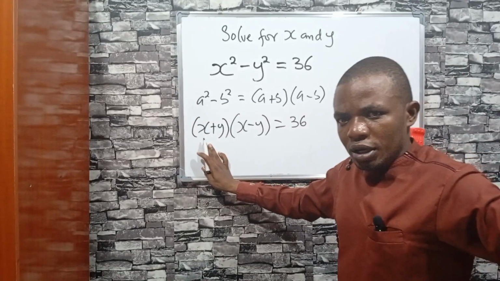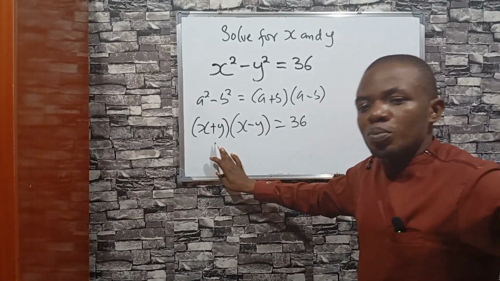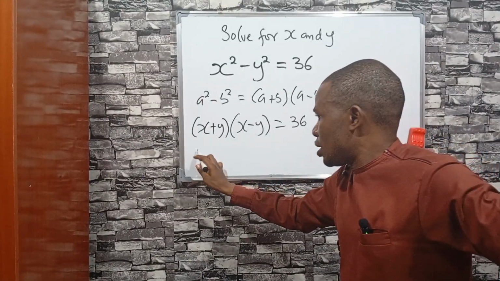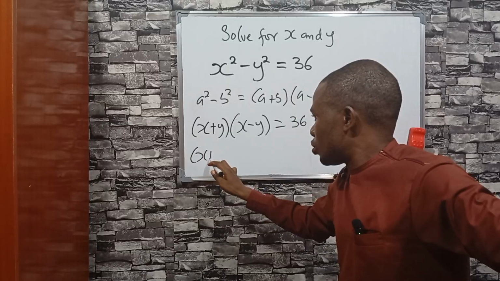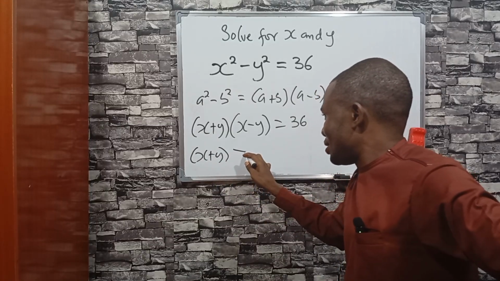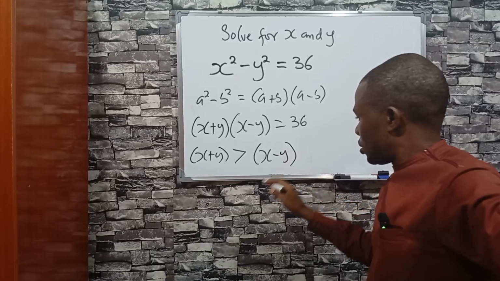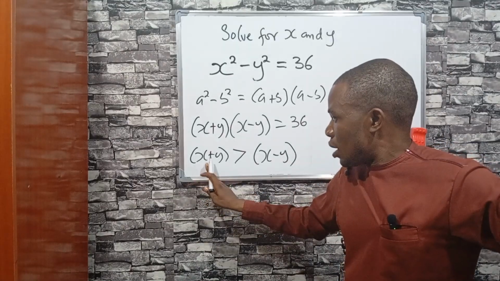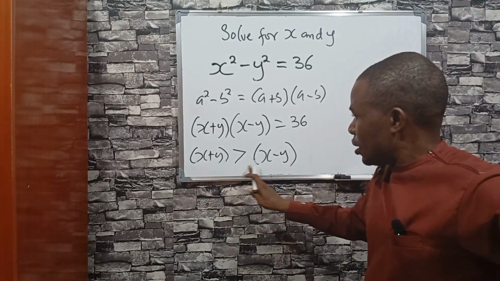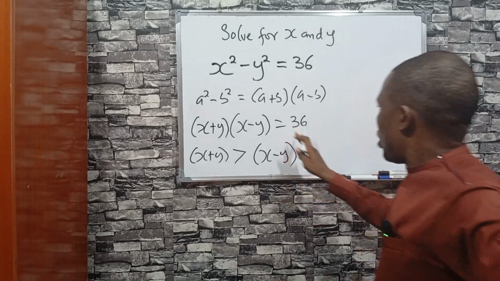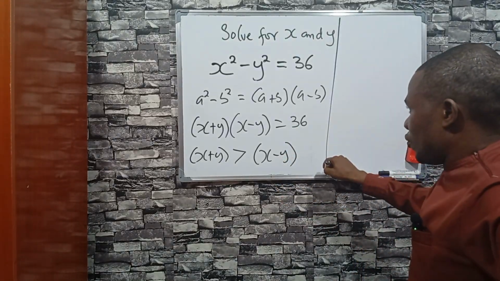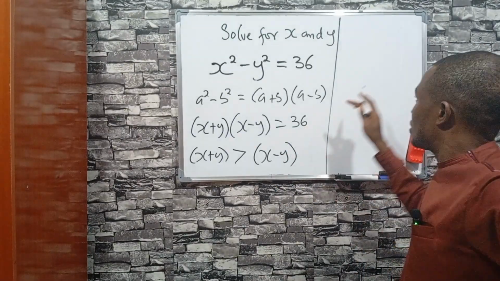Now, if you check this bracket, x plus y should be greater. Not should, it is actually. x plus y is greater than x minus y. Now, if I split this, I'm looking for the multiples of 36.